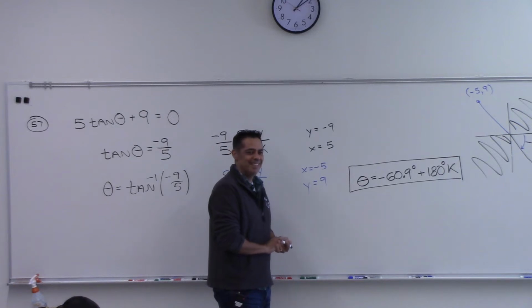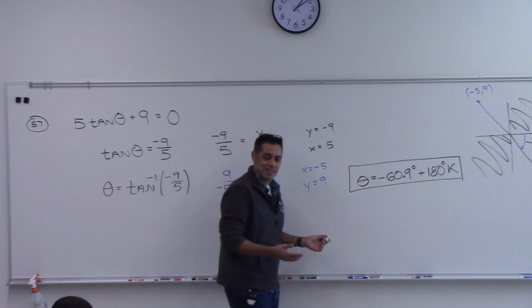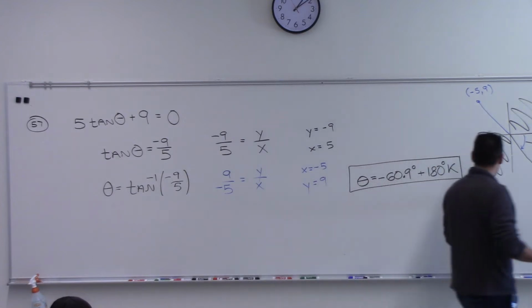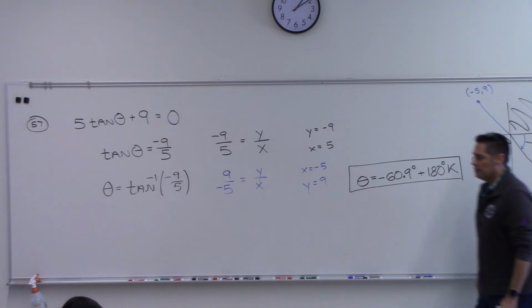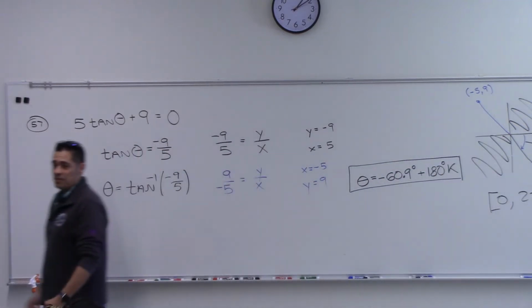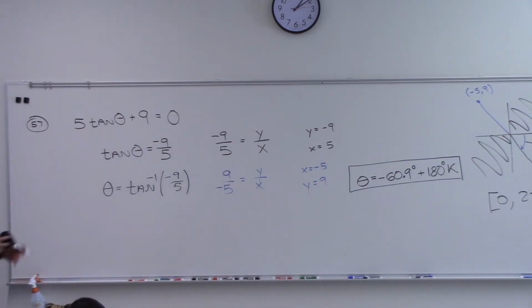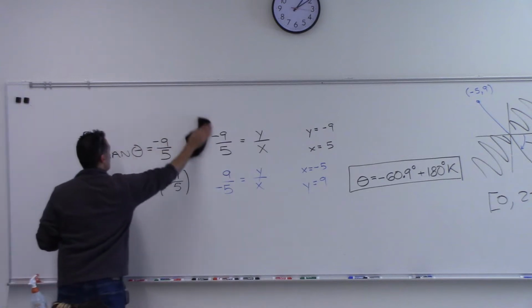Okay, so we want all the answers between 0 and 2 pi, right? That's what I asked you to do for the homework. This really means between 0 and 360. So I'm going to start picking values for k. I'm going to let k be 0, k be 1, k be 2, and just keep going and make sure I get all the answers.